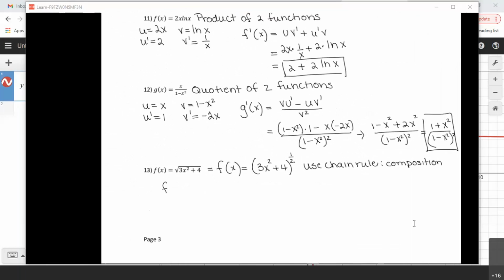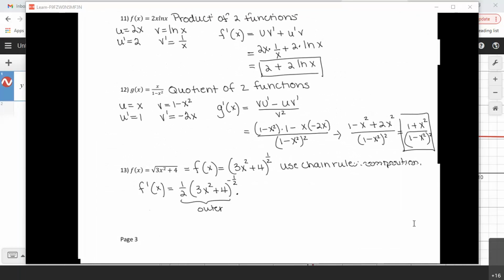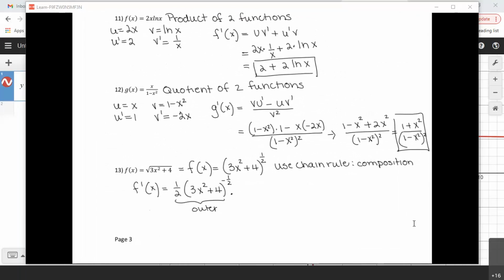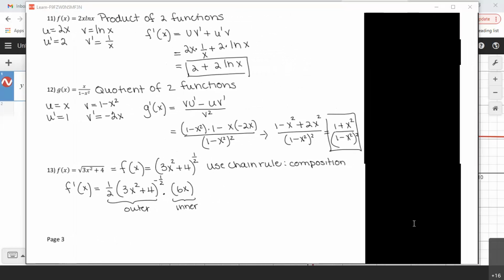First I'm going to differentiate the outer function, bring down the exponent, leave the inside alone, subtract 1 from the exponent. That's my outer function. And then I take the derivative of the inside function, which is just the 3x squared, because 4 is going to give me a 0. That's going to give me 6x. And you can walk away and leave it at that.